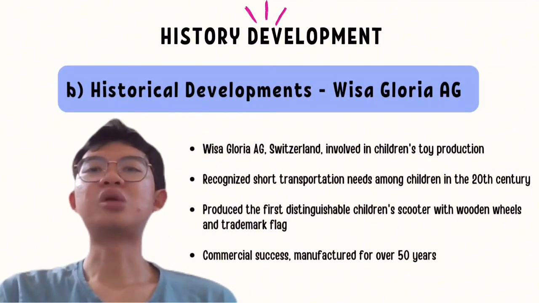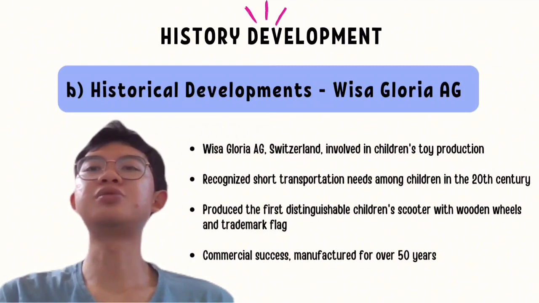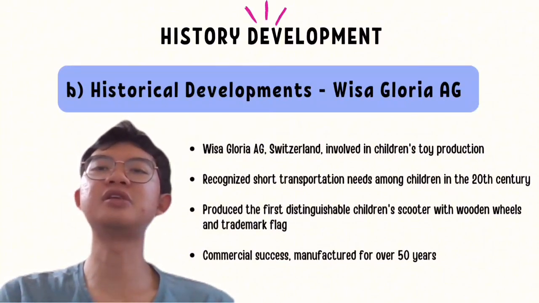Then there is a company named Wisa Gloria AG from Switzerland that was involved in children's toy production, which recognized that there was a short transportation need among children in the 20th century. So they produced the first distinguishable children's scooter with wooden wheels and a trademark flag. This commercial success meant this product was manufactured for over 50 years.